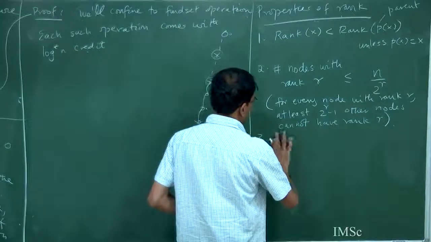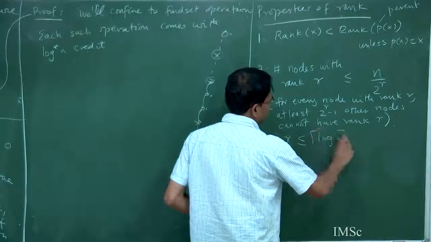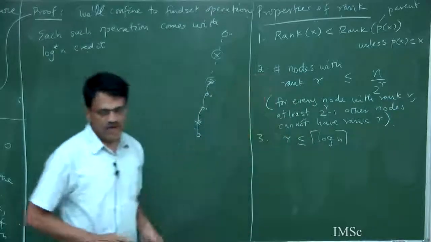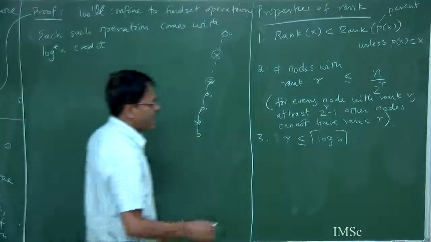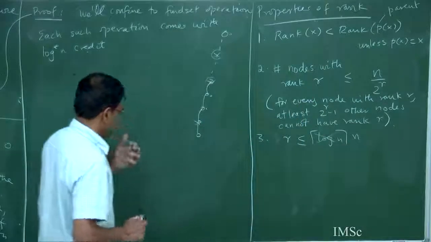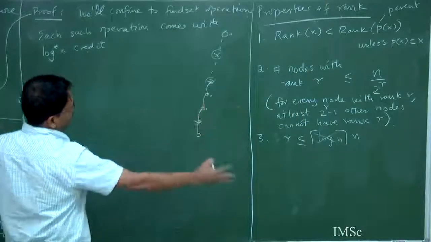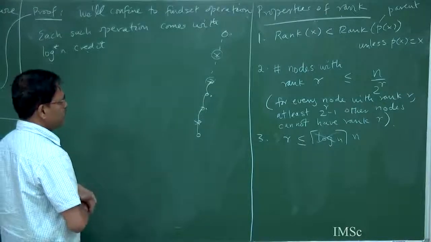Right? R is actually at most log n, because we have seen that if you have a rank R, it will have at least 2 power R nodes and so on. So let's even use n, I think it's convenient to use n. So every node has a certain rank between 1 and n, and I'm going to distribute them into various groups.